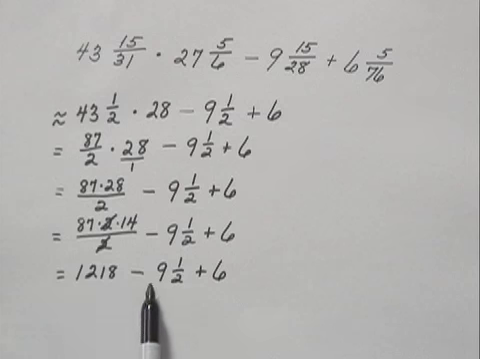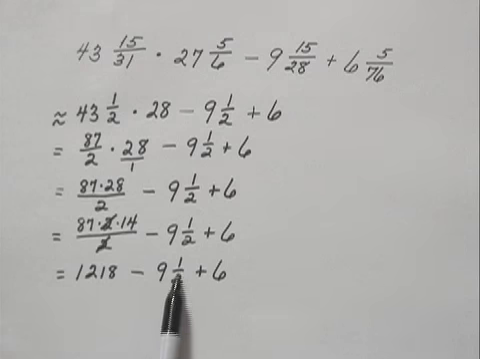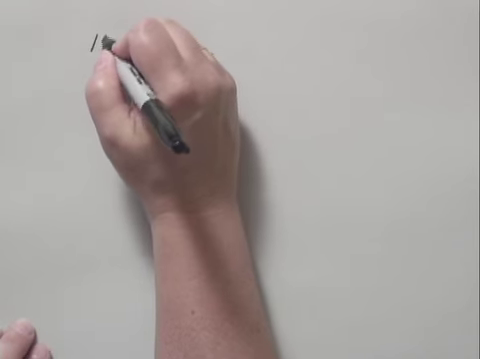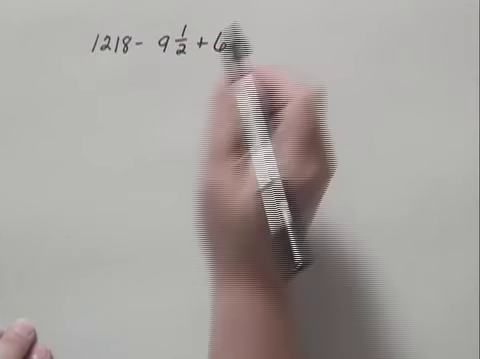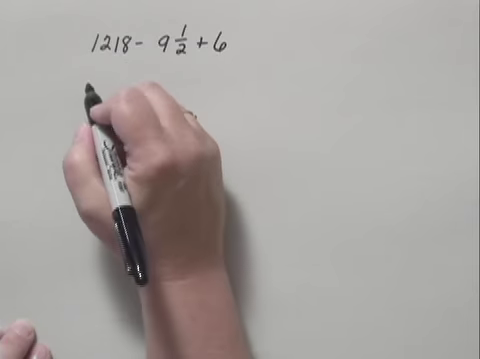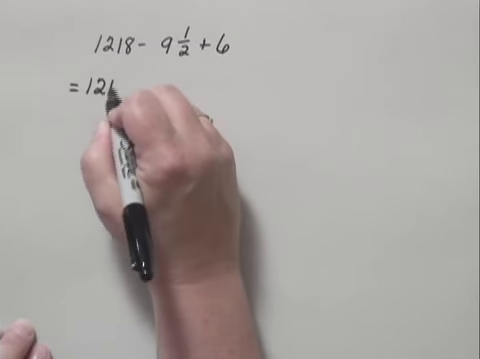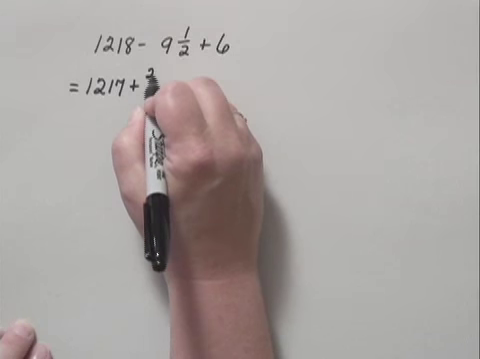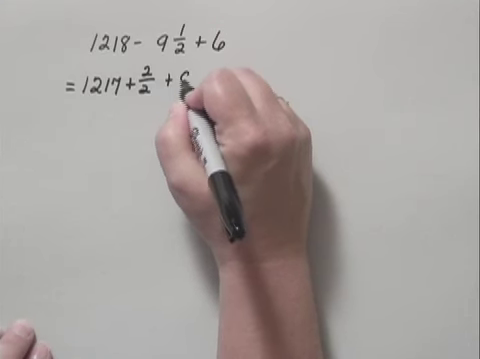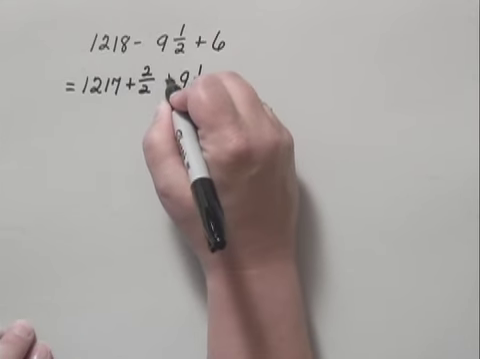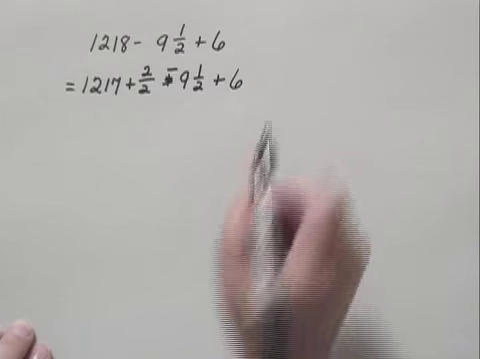Now 1,218 minus 9 and 1/2, we need to subtract this next, and we need to subtract the half. So I'm going to write this on another piece of paper to give more room. It's 1,218 minus 9 and 1/2 plus 6. This is 1,217 plus 1, and I'll write that as 2/2. So that's the same thing as 1,217 and 2/2 minus 9 and 1/2 plus 6.